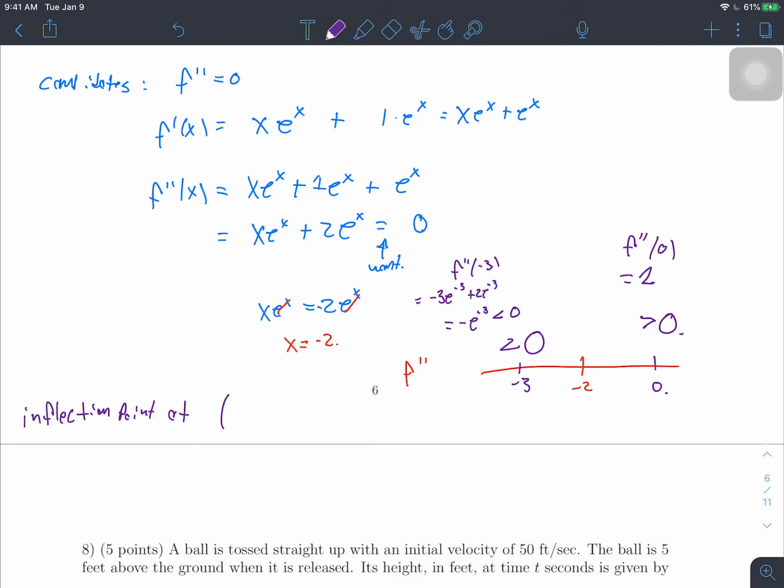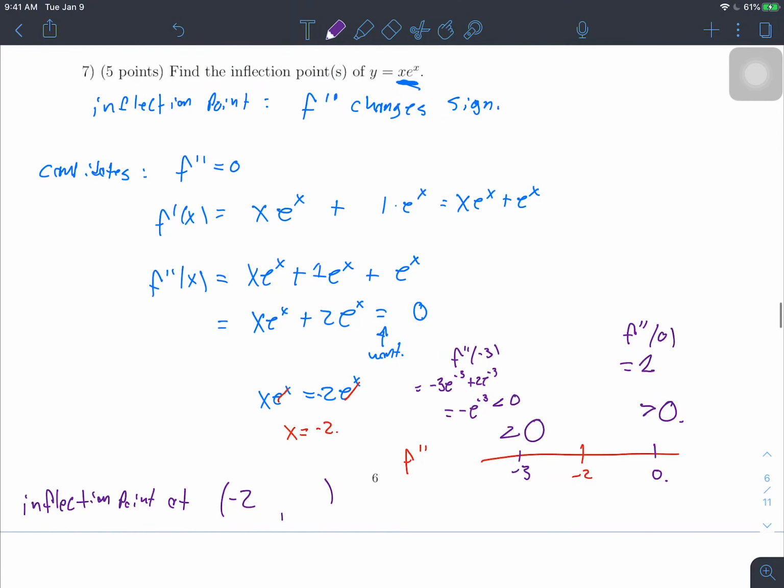So we have an inflection point at, and what we should write now is the ordered pair, which corresponds to the x value negative 2. We'll have negative 2, and then f of x is x e to the x, so negative 2 e to the negative 2. That is where we have our inflection point.